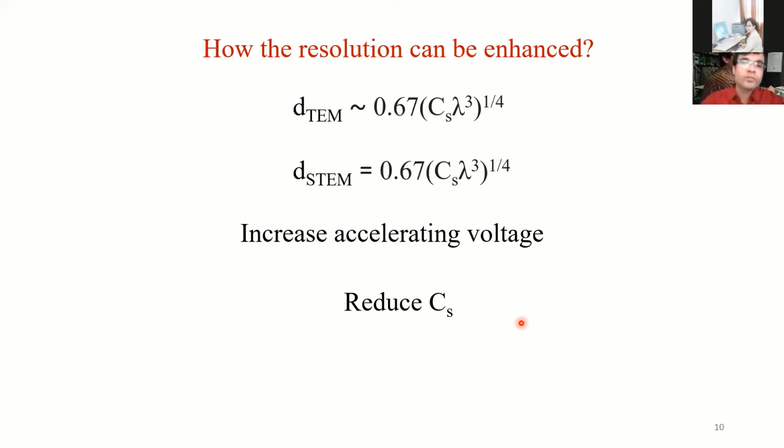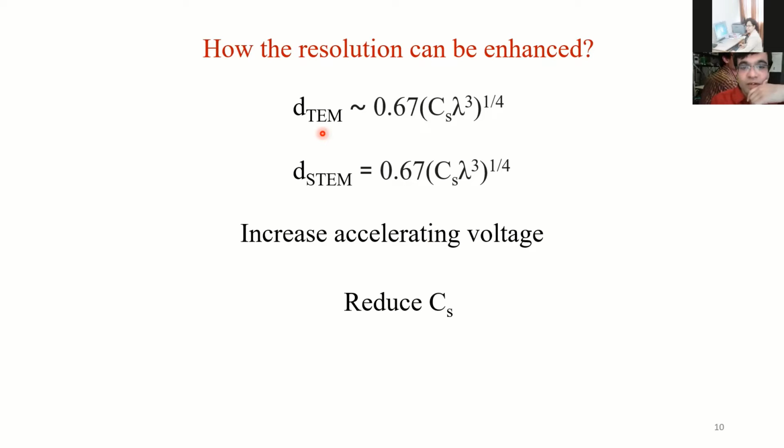Then, how can we improve the resolution? There were a lot of efforts to develop aberration correctors, but most of them had failed. So people came out with the process of increasing the accelerating voltage. So the accelerating voltage is increased. They were thinking about mega electron volt electron microscopy.